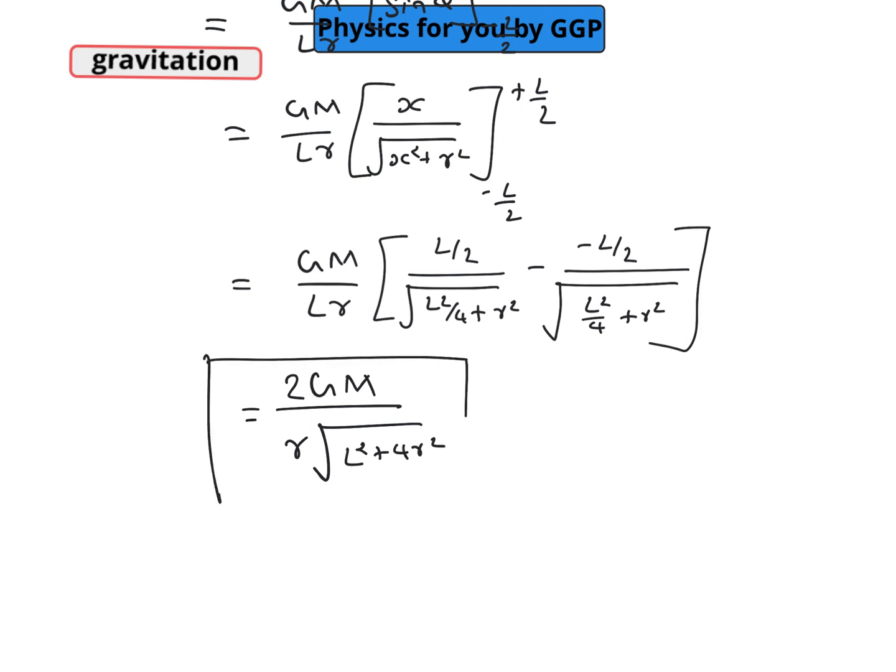So this will be the equation for the gravitational field due to a uniform rod at its equatorial point.